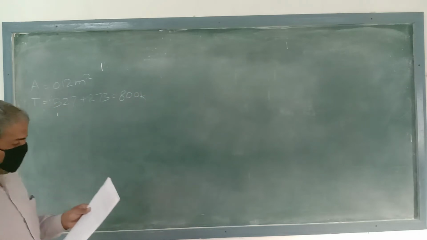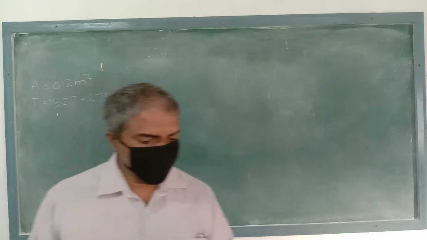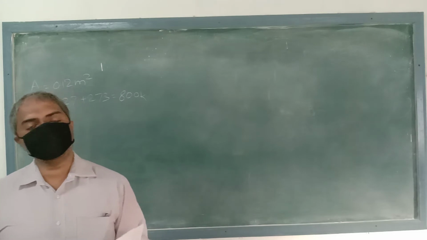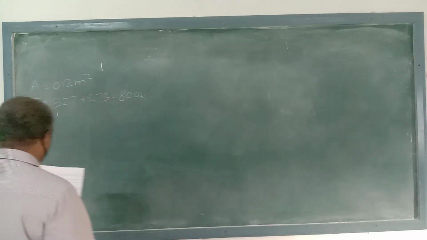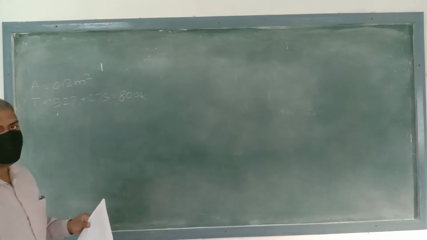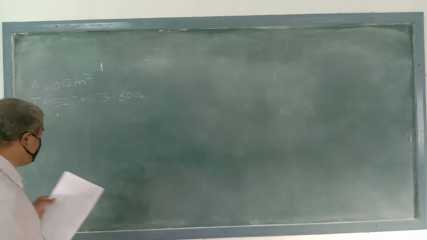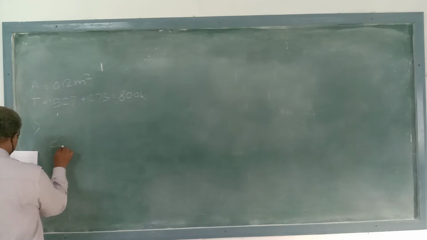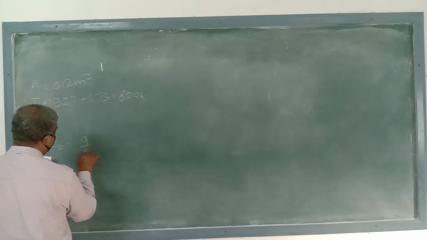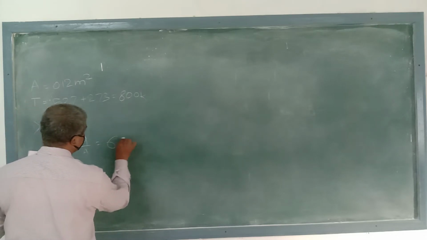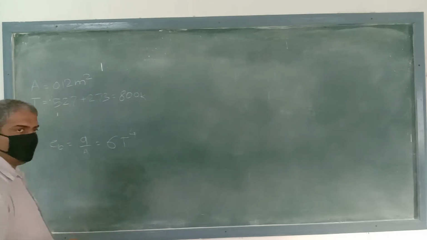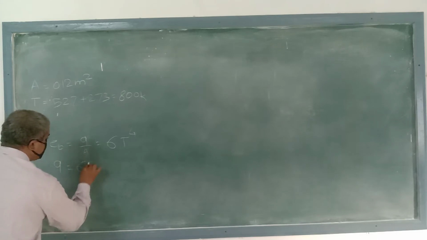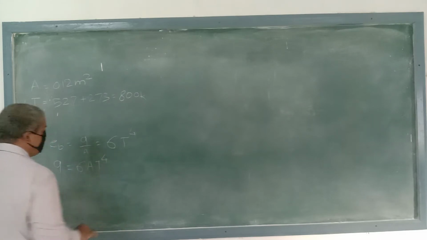Now, first they are asking you to find the rate of emission of energy. The effective temperature means the equivalent temperature of a black surface. So, we are going to use the Stefan-Boltzmann law. As per the Stefan-Boltzmann law, we know that EB is equal to Q by A, which is equal to sigma T raised to 4. So in this equation, as we are going to modify, Q is equal to sigma A T raised to 4.